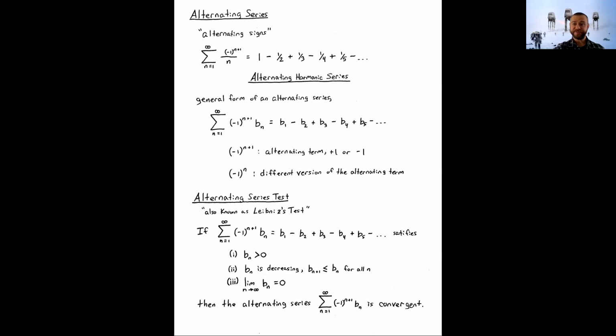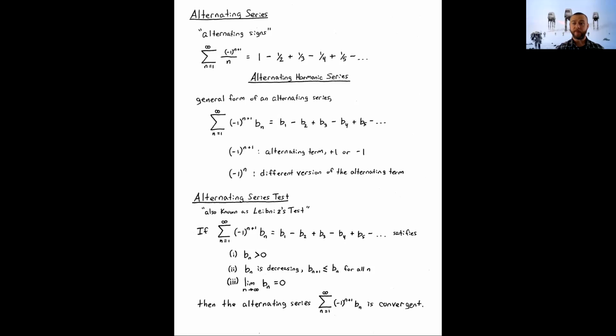Now, these are all simple criteria to check, and if all 3 of these are met or satisfied, then the conclusion with the alternating series test is that our alternating series in question is convergent. And this is a really nice, simple, quick test to apply when we have an alternating series.